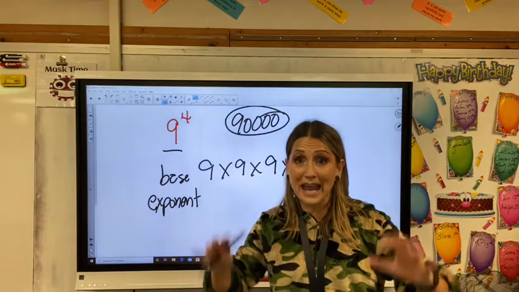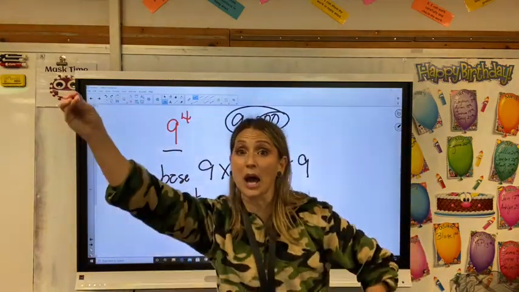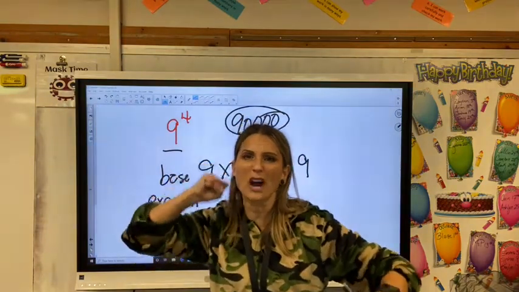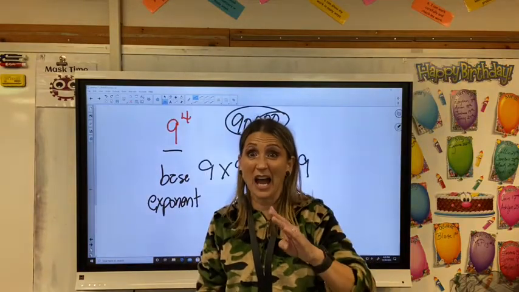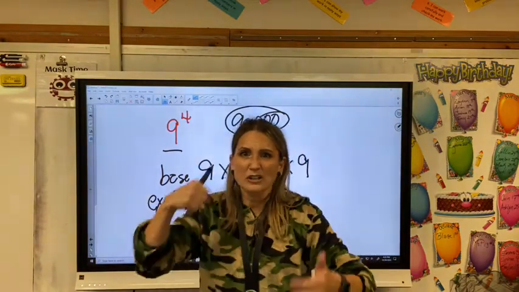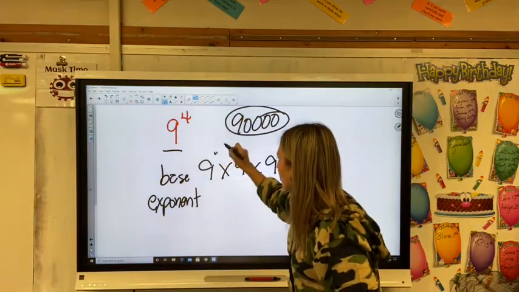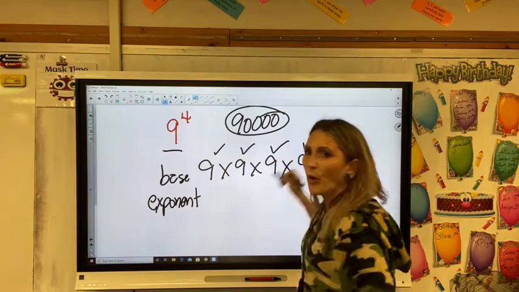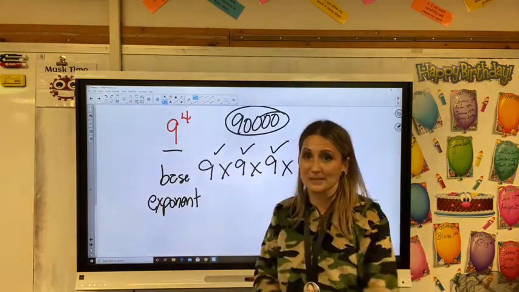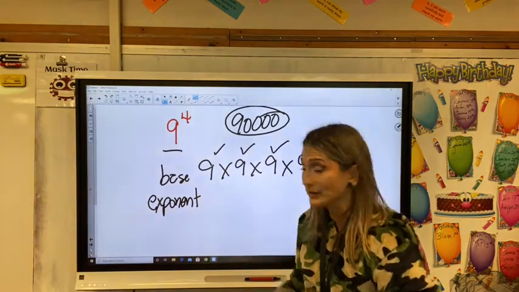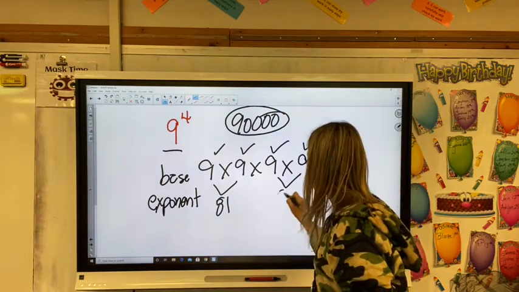What an exponent does is tell you 9 to the power of 4. So you take 9 4 times because the 9 has 1 power, 2 powers, 3 powers, 4 powers. So it means it's got 1, 2, 3, 4 powers. So you need 4 nines to find out what that answer is. And then you multiply it out. 9 times 9 is 81.